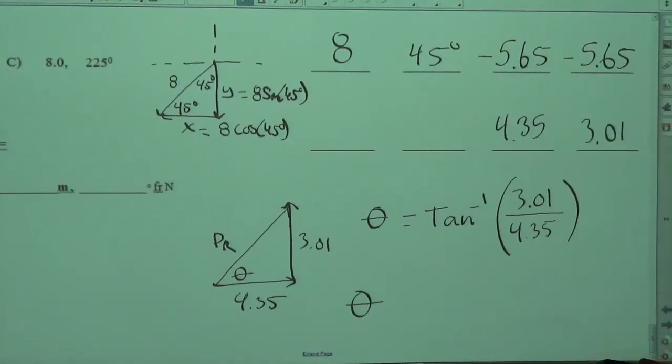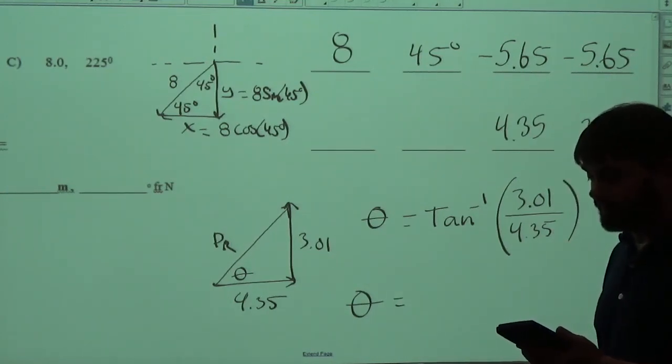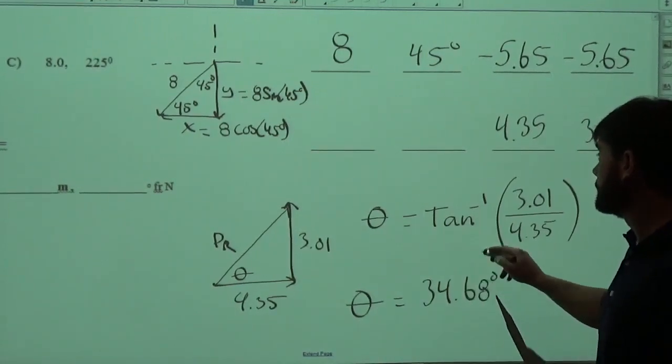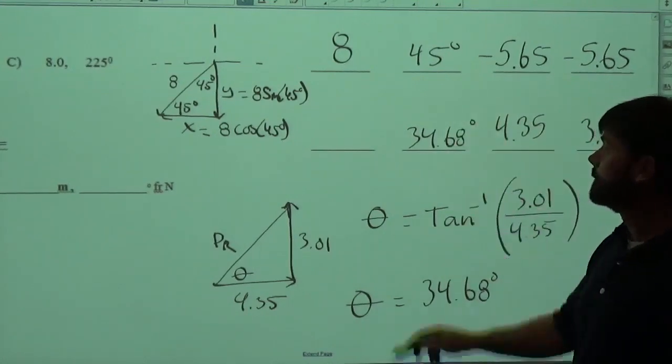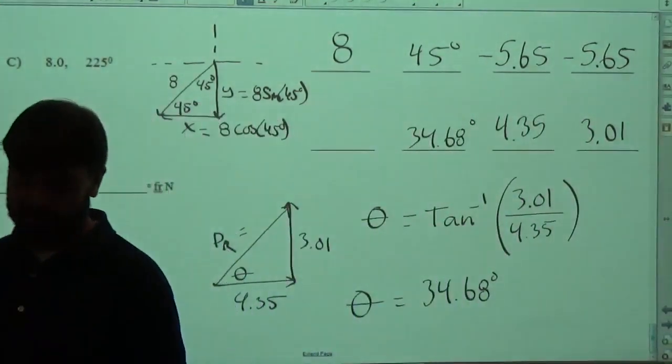And plug in this value, and this is going to tell me what my degree is from horizontal. So inverse tangent, you've got to find the tangent to the -1. You've got to do 3.01 and 4.35 divided out in parentheses because that whole value needs to be isolated. And now my theta is equal to 34.68. So there's the degrees from horizontal.